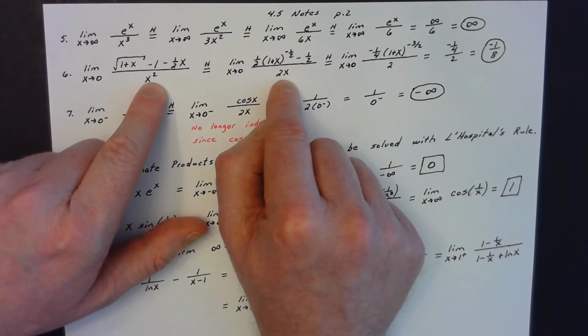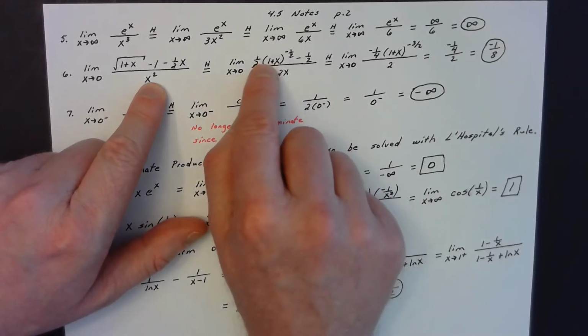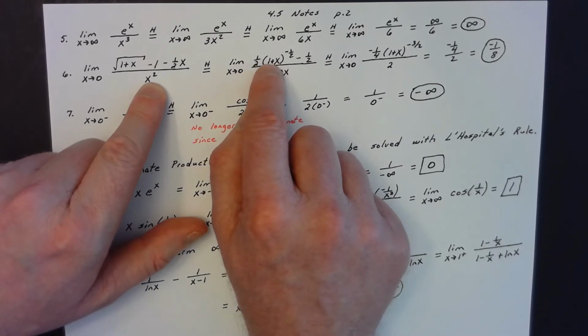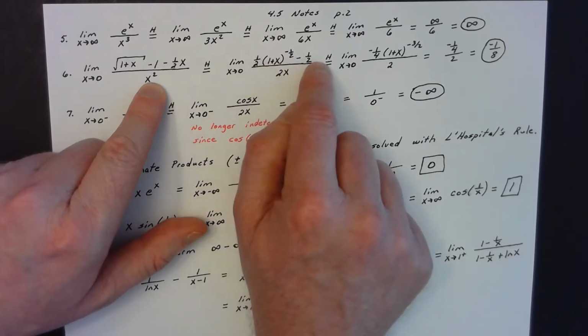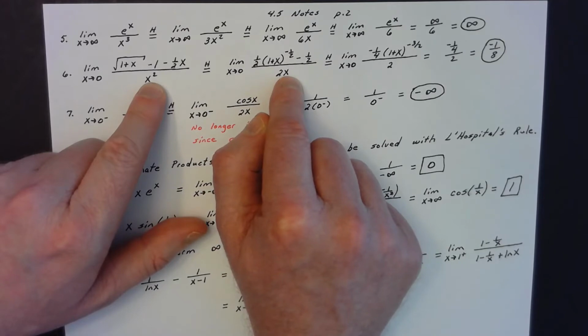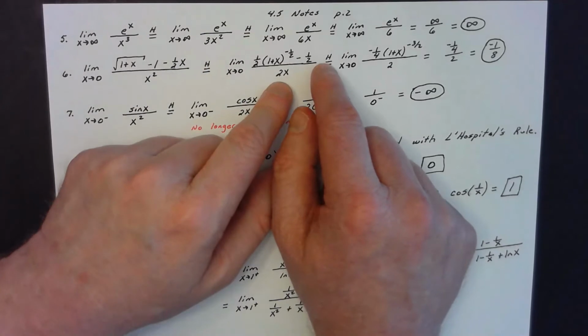Now at this point I was thinking, okay, can I plug the 0 in now? No. The reason you can't is because you would have 1/2 times the group 1 plus 0, so that's just 1/2 times 1, minus 1/2. Your numerator is 0, your denominator is 2 times 0, it's 0. So I used L'Hopital again, since this is still in the format 0 over 0.